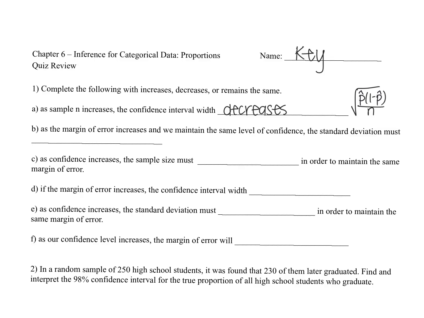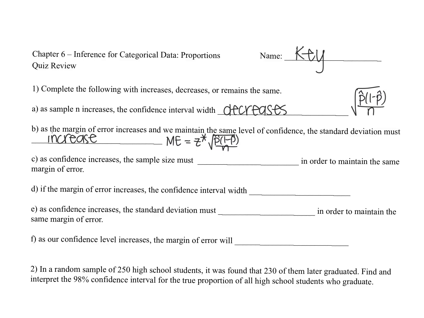As the margin of error increases and we maintain the same level of confidence, the standard deviation must increase. So remember, margin of error is your critical value times the standard error. So if we are increasing our margin of error, but we're keeping the same level of confidence, that means our critical value isn't changing. And obviously p hat isn't changing. So that means that all of the standard error has to increase in order to increase the margin of error.